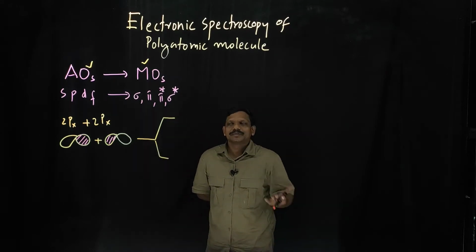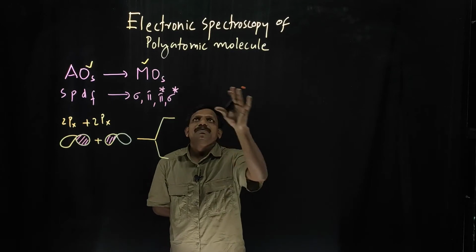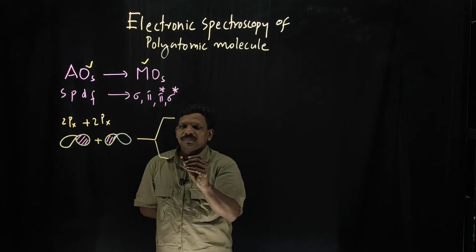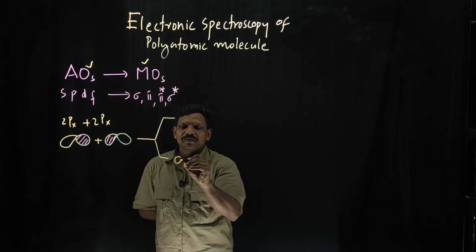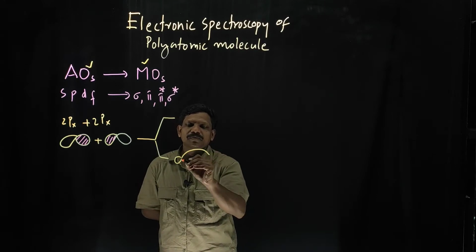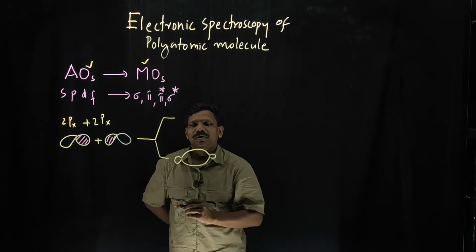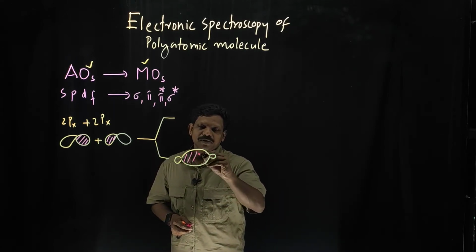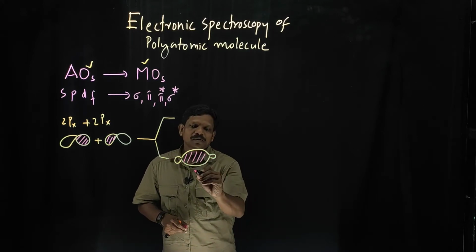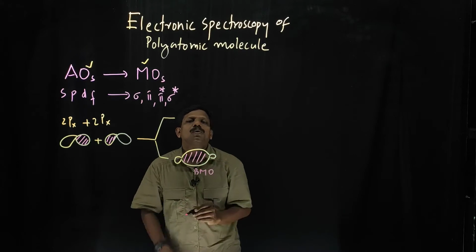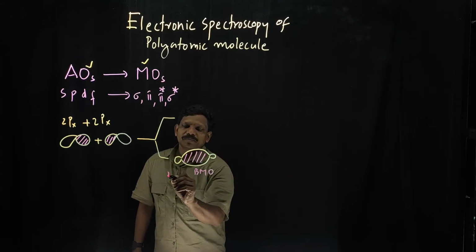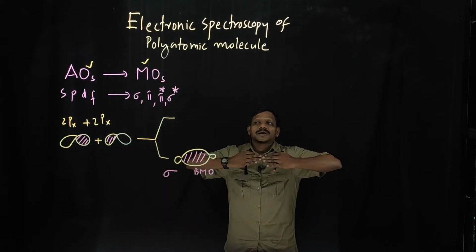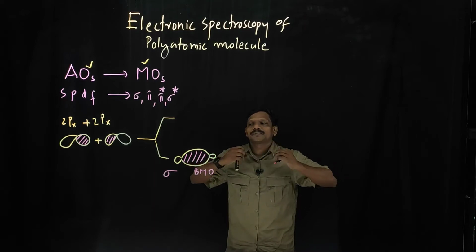You may know this concept from your higher secondary classes, but for our introduction I am telling you this. The low energy molecular orbital is known as the bonding molecular orbital, which you can represent as BMO. This BMO is sigma, that means linear overlap. It results from the linear overlap of the orbitals.